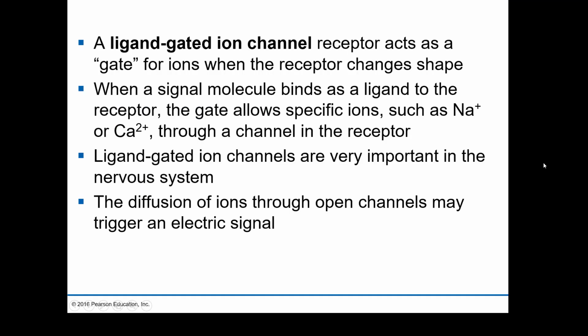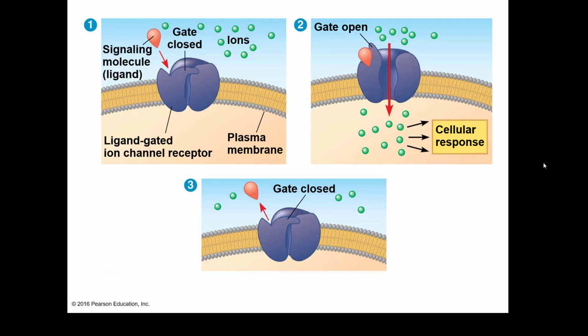The ligand-gated ion channel receptor acts as a gate for ions when the receptor changes shape. When a signal molecule binds as a ligand to the receptor, the gate allows specific ions such as sodium and calcium through the channel in the receptor. Ligand-gated ion channels are very important in the nervous system, and diffusion of the ions through these open channels may trigger some sort of electrical response.